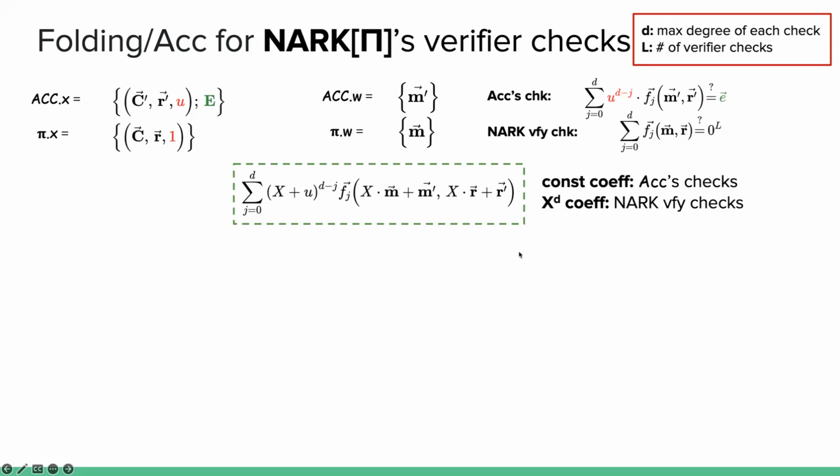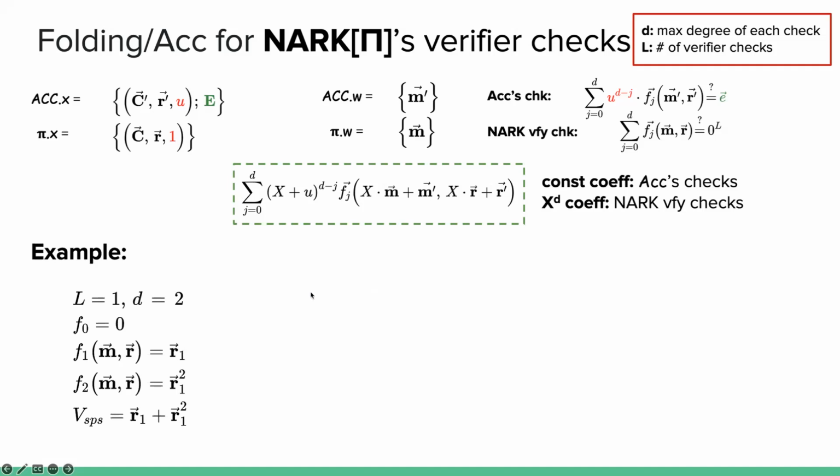But before that, let me show an example to see why exactly this is the case, so you can believe I'm not lying. Let's prove it by a very simple example. Suppose for simplicity there's only one equation to be checked, so L equals 1 and all the vectors have length 1. The degree D of the gate is 2, and the not verified check is just R1 plus R1 squared. That is split into 3 parts, where F0 equals 0, F1 equals R1, and F2 equals R1 squared.